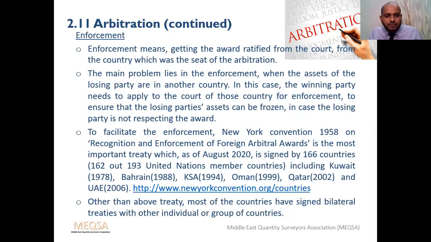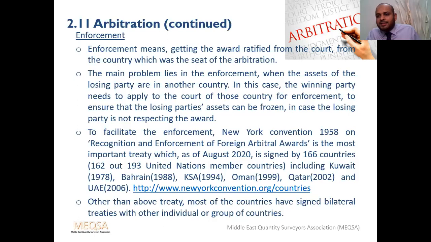Then why do you need such a convention? Okay, the previous example: now KSA has a contractor from the UK. Now in Saudi Arabia, they made some mistake and the arbitration award is against this UK contractor, and his assets are in the UK. So the award has been given, and it should be enforced in the UK.